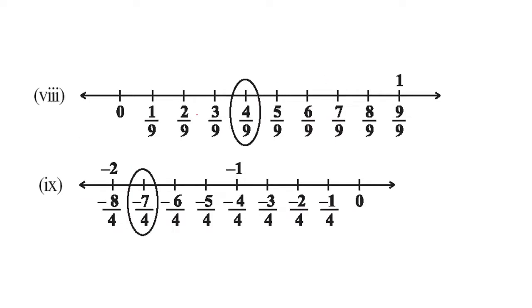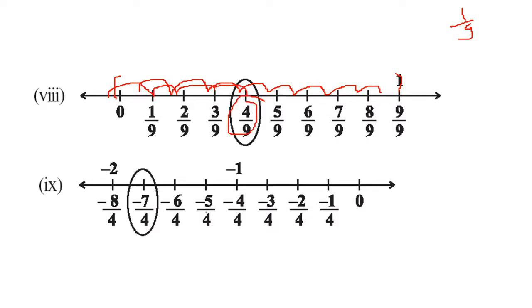Let me show you here. This 4 by 9 you want to represent. So you have to have 9 partitions. From 0 to 1 you need 9 partitions. So this is 1, 2, 3, 4, 5, 6, 7, 8, 9. 9 partitions. You just have to go to the fourth one. 1, 2, 3, 4. This is 4 by 9.